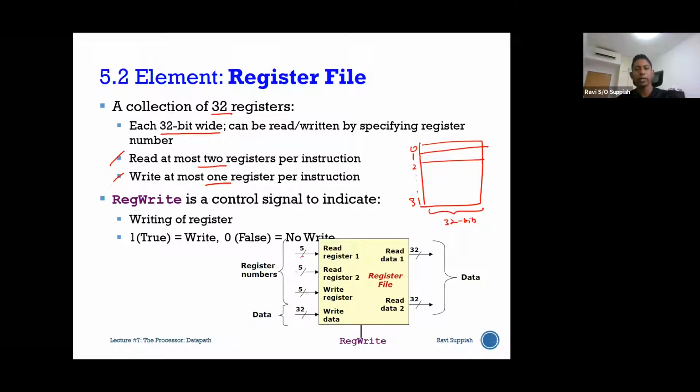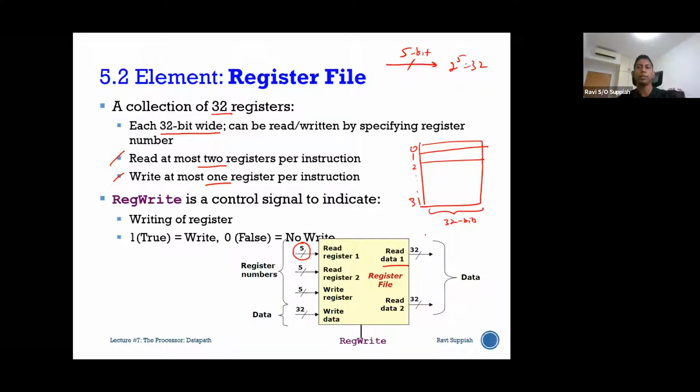That is where the design of the register file comes in, where you can see that I specify 2 ports to do the read. This line here, 5 with a slash, tells us that this is a 5-bit line. Why 5 bits? Because 2 to the power of 5 is 32. By specifying the 5 bits here, I am telling the register file what data I want coming out of read data 1.